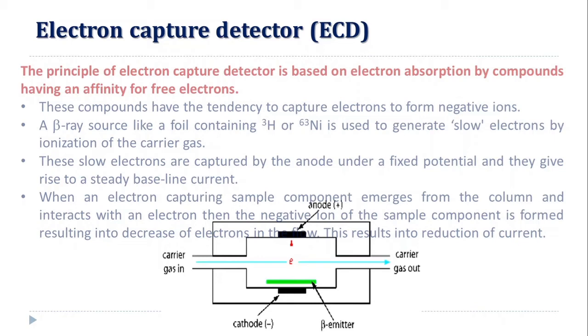That current is a very steady baseline current because the amount of carrier gas is the same, so the amount of electrons will be the same. But as soon as this carrier gas contains a sample compound, organic sample compound or inorganic sample compound, suppose those are coming in contact with this beta emitter. So what will happen? Whatever electrons are generated, these electrons are absorbed by the organic sample. The electron compound, what does it do? It absorbs and forms negatively charged ions, and these ions will go out.